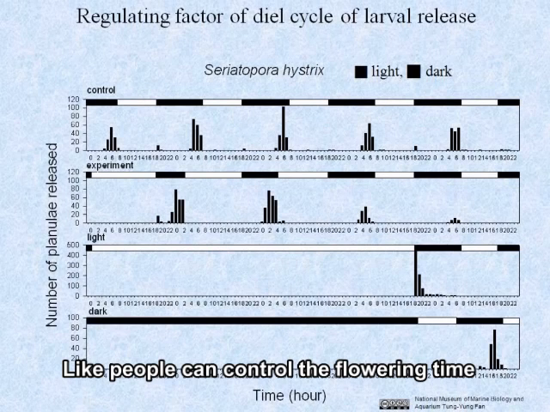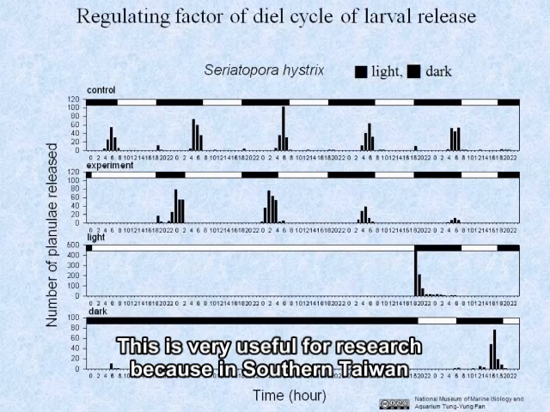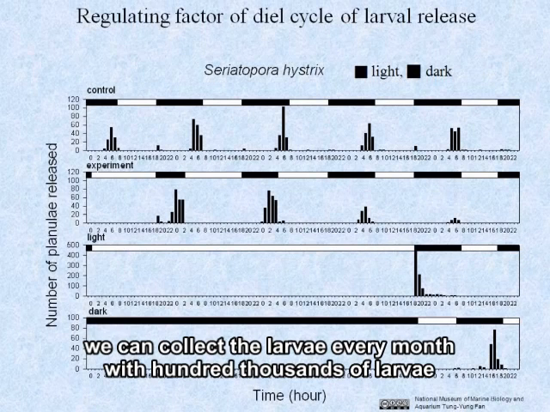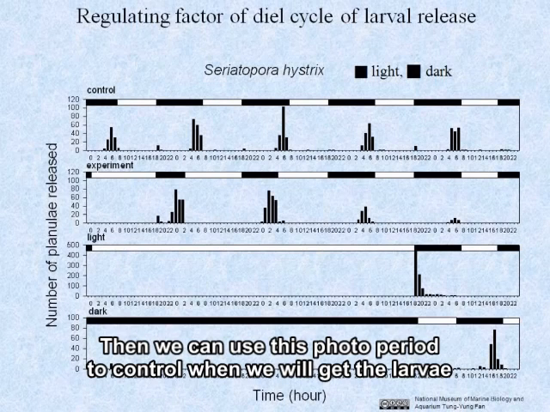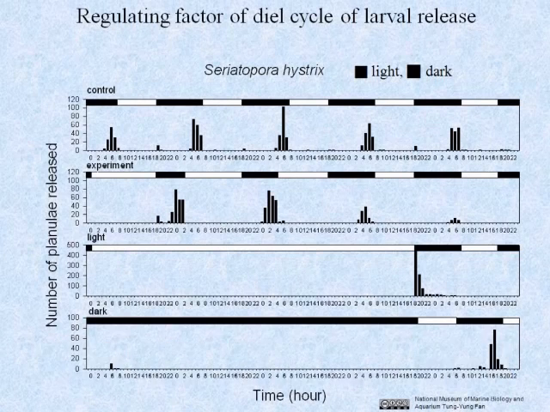People can control the flowering time, and right now we can control the larva release timing of corals. And this is very useful for research because in southern Taiwan we can collect the larvae every month with hundreds of thousands of larvae. Then we can use this photoperiod to control when we get the larvae. So it became a very powerful research material for coral larva ecology and physiology research.